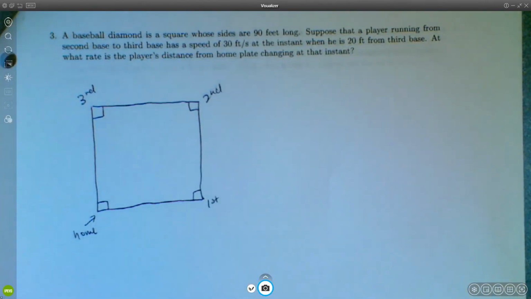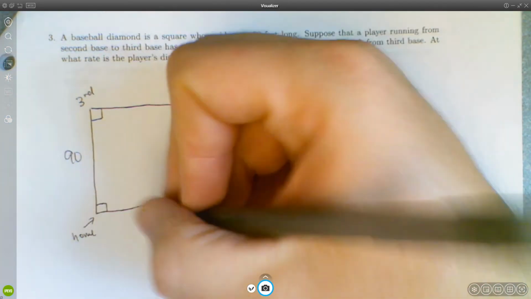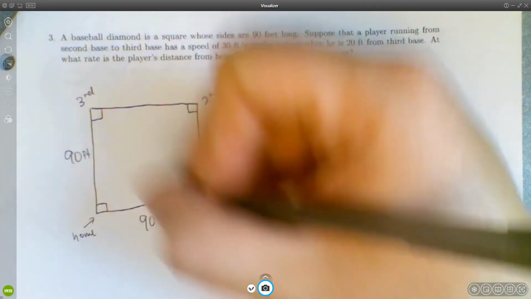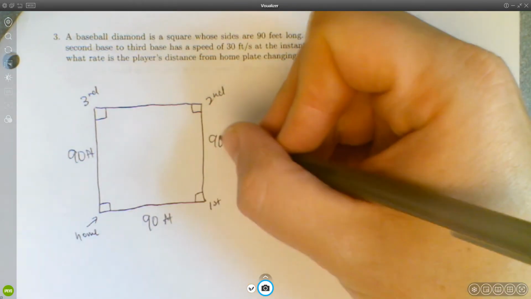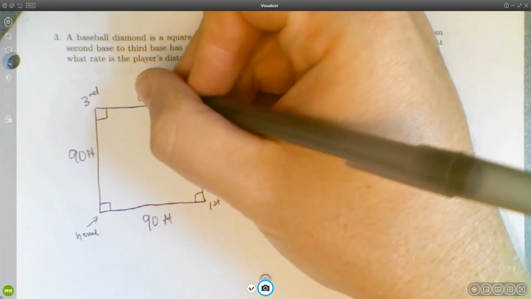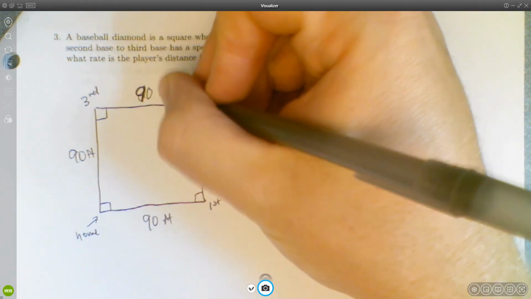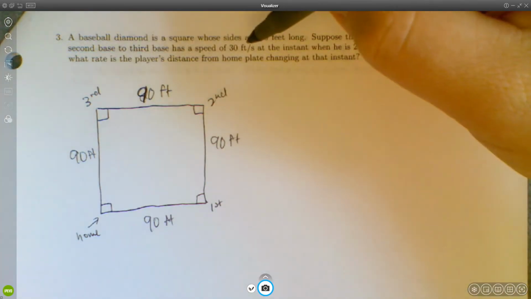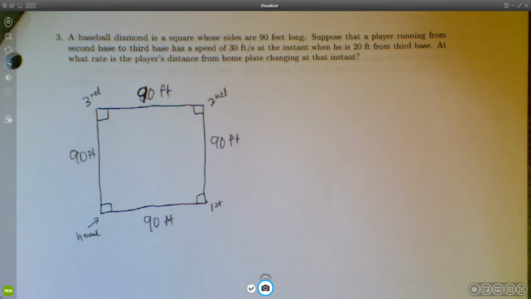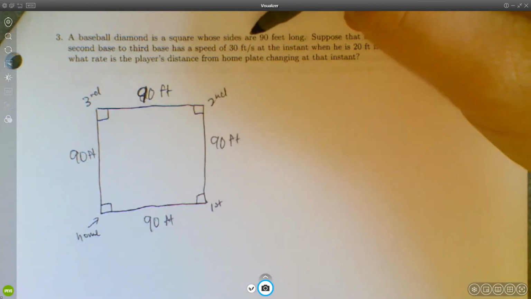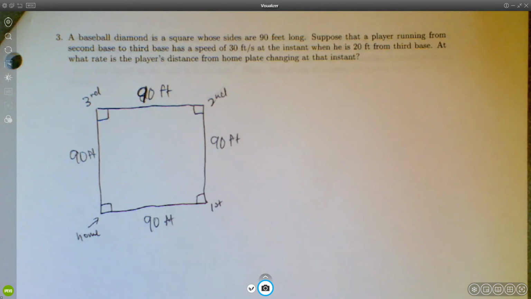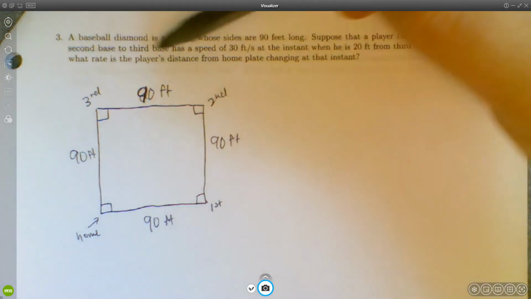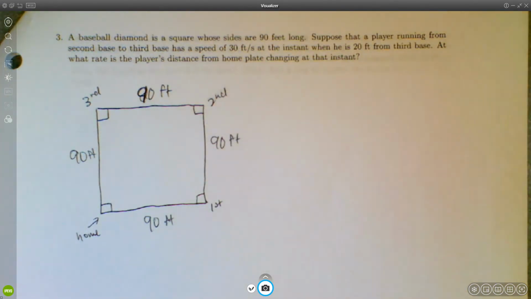Okay? And it says that the sides are 90 feet long, so each of these things is 90 feet. Put the units on there. But it's 90 feet all the way around. Okay. And then we have a player running from second base to third base at a speed of 30 feet per second. Well, or at least that's how fast he's going when he's 20 feet from third base. And the question is, at what rate is the player's distance from home plate changing at that instant?